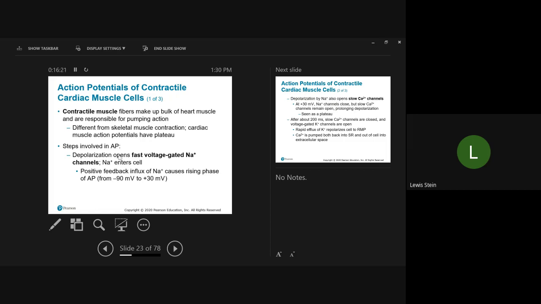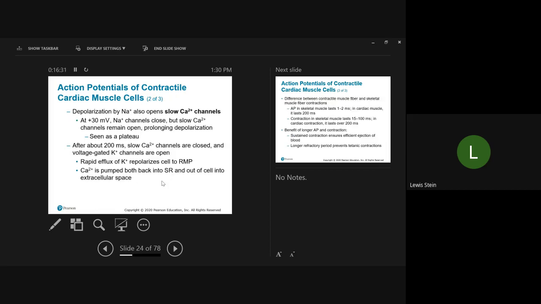So what happens? At an action potential, fast voltage gated sodium channels. We were familiar with those. Big turnaround, minus 90 to plus 30. Then slow calcium channels. Okay, at plus 30, the sodium channels close, but slow calcium channels remain open, prolonging depolarization. So you're going to see that plateau again, a little different looking plateau. That's why calcium, particularly extracellular calcium, is of significance.